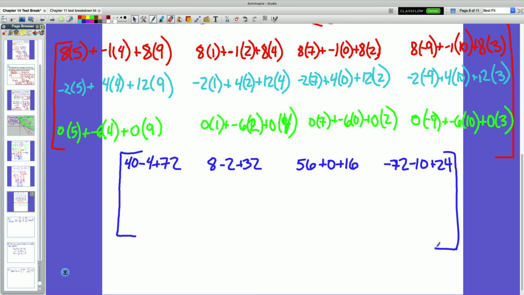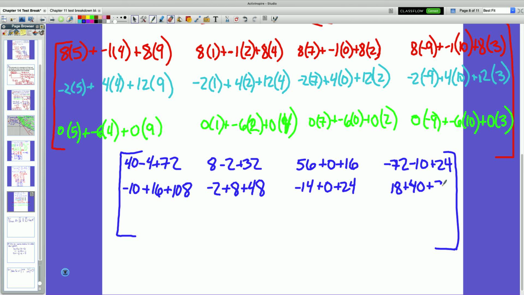Second row. Negative 2 times 5 is negative 10. 4 times 4 is 16. 12 times 9 is, I think it's 108, but I want to just double check on my calculator here. Wait, 12 times 9. I did 12 times 8. 108, yes. Negative 2 times 1 is negative 2. 4 times 2 is 8. 12 times 4 is 48. Negative 2 times 7 is negative 14. 4 times 0 is 0. 12 times 2 is 24. Negative 2 times negative 9 is 18. 4 times 10 is 40. 12 times 3 is 36.